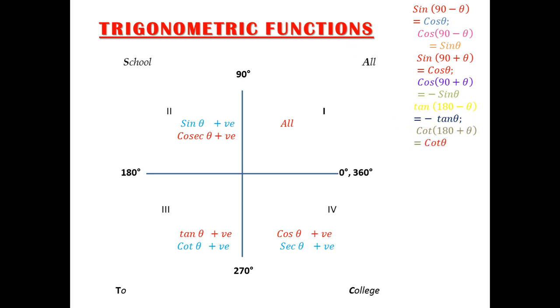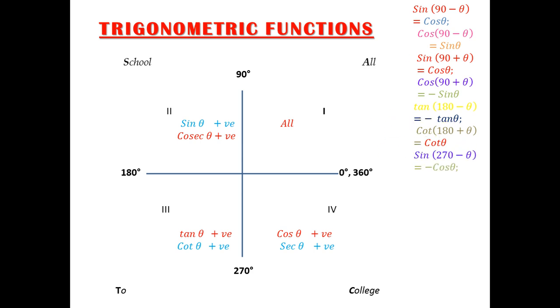Next is cot 180 plus theta. 180 plus theta, third quadrant. Clear? Now we are adding theta into 180. At 180, we do not change our trigonometric function. Cot 180 plus theta, third quadrant, no change. In third quadrant, cot theta is positive. So our answer is cot theta.